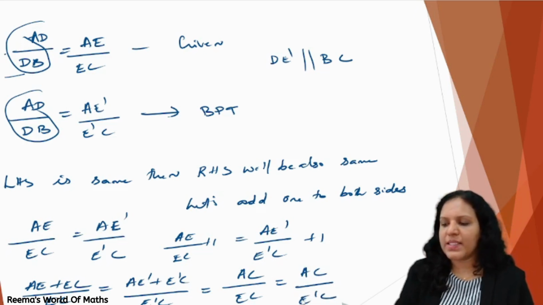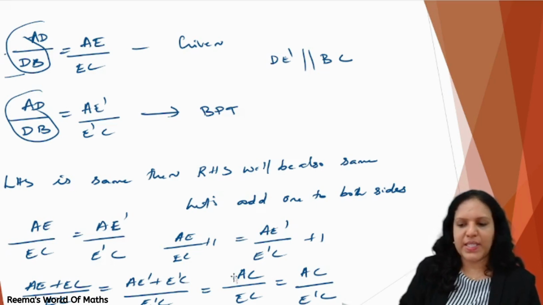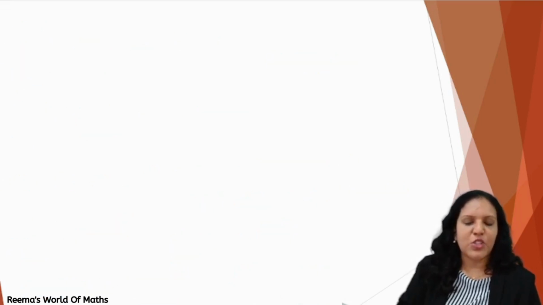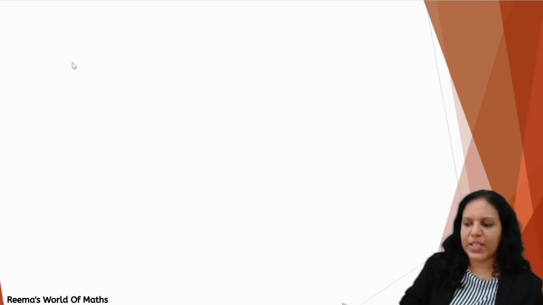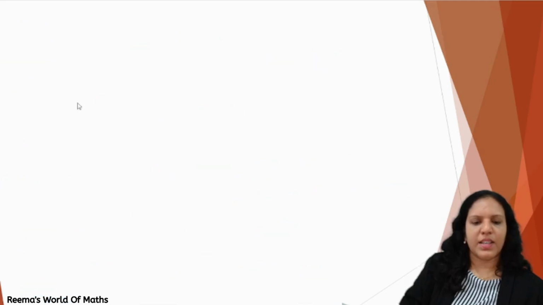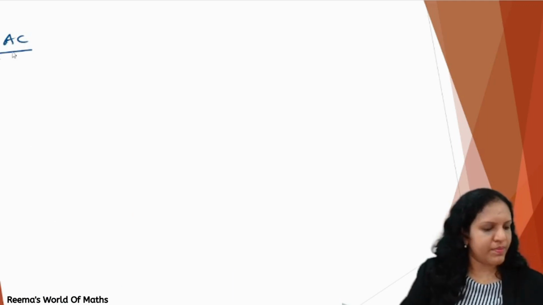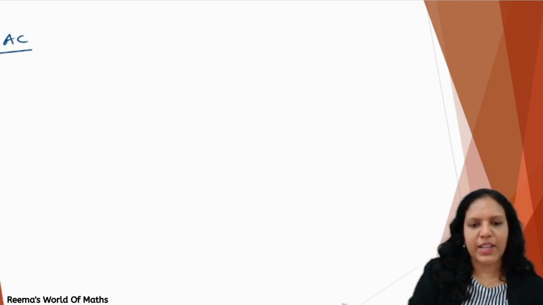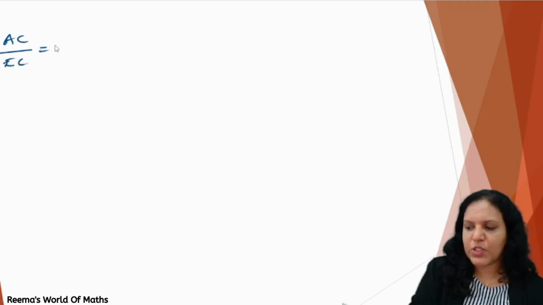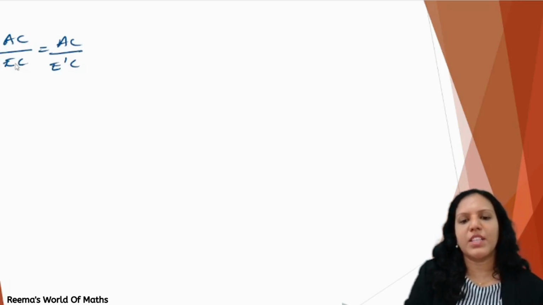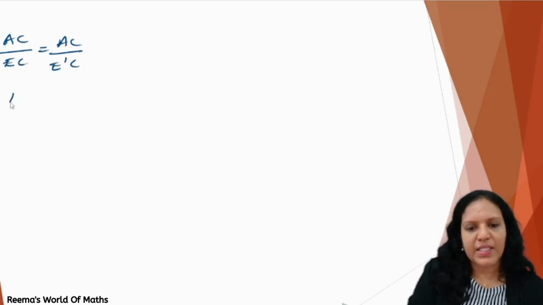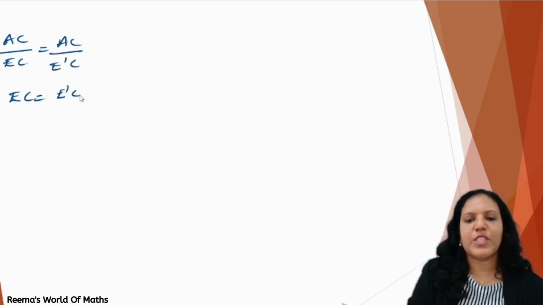Correct? So if the numerators are the same, we can write it as, let's write that here, AC divided by EC is equal to AC divided by E dash C. Correct? If the numerators are the same, then the denominators will always be the same. So we can say hence EC equals E dash C.